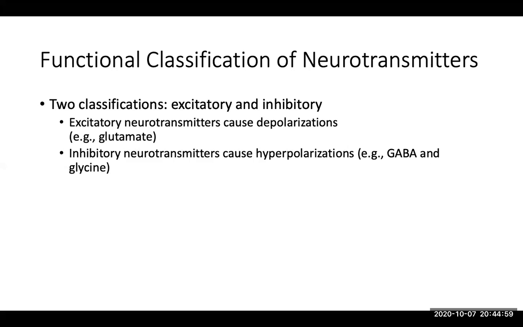Excitatory neurotransmitters will cause depolarization. So that means another action potential will occur in the second neuron that it's trying to excite. And inhibitory neurotransmitters will cause hyperpolarizations, meaning they'll keep the neuron at a hyperpolarized state, which means it's harder to get an action potential started. Glutamate is an example of an excitatory neurotransmitter, and the GABA protein and glycine are inhibitory neurotransmitters.